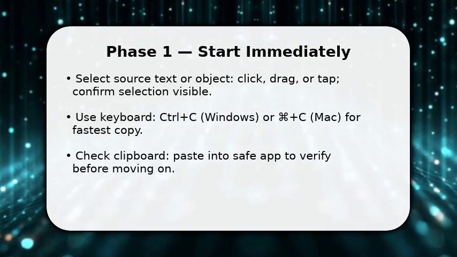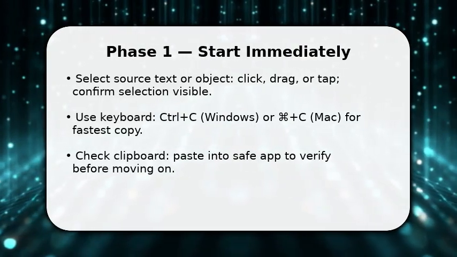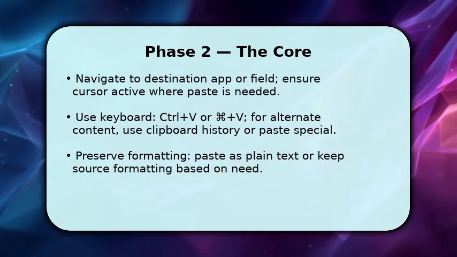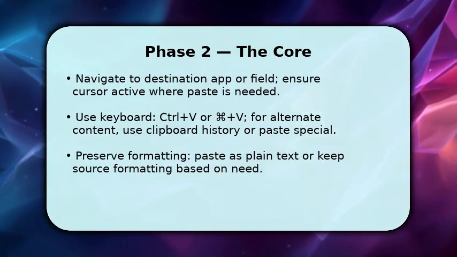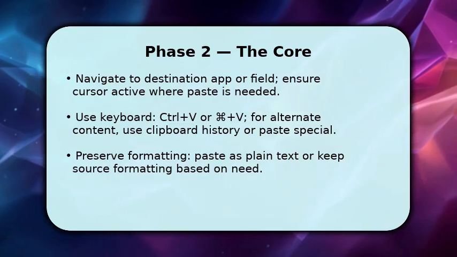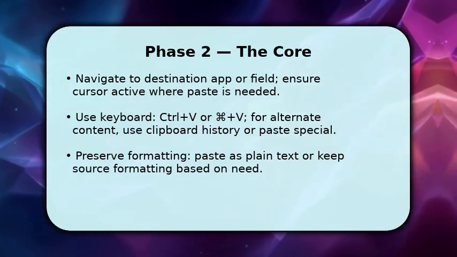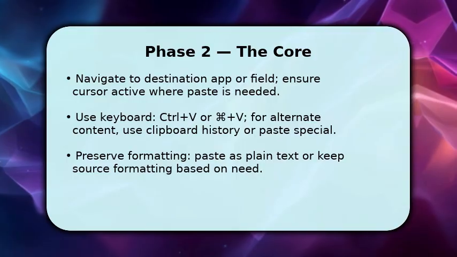Place the cursor where the content must go and make sure the field accepts input. Press Ctrl+V or Cmd+V to paste immediately. If the wrong item appears, use Clipboard History or the System's Paste Special to choose the correct entry.